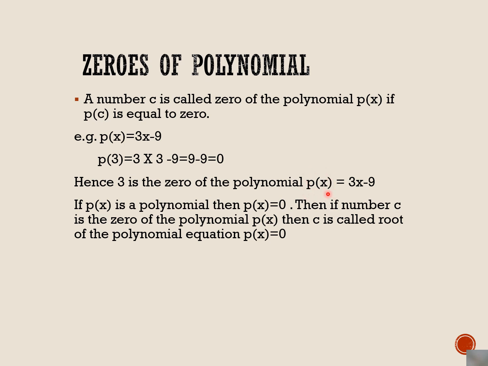If p(x) is a polynomial and we equate it to 0, then if the number c is a zero of the polynomial p(x), c is called a root of the polynomial equation p(x) equal to 0. So if you equate a polynomial to 0, it becomes a polynomial equation.